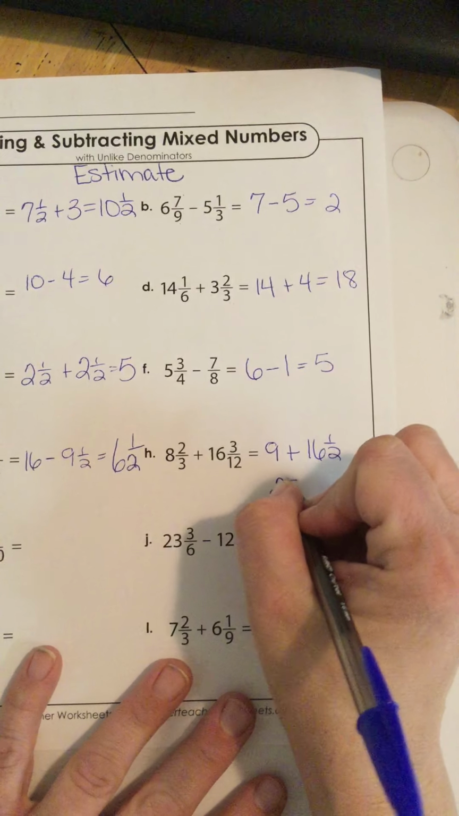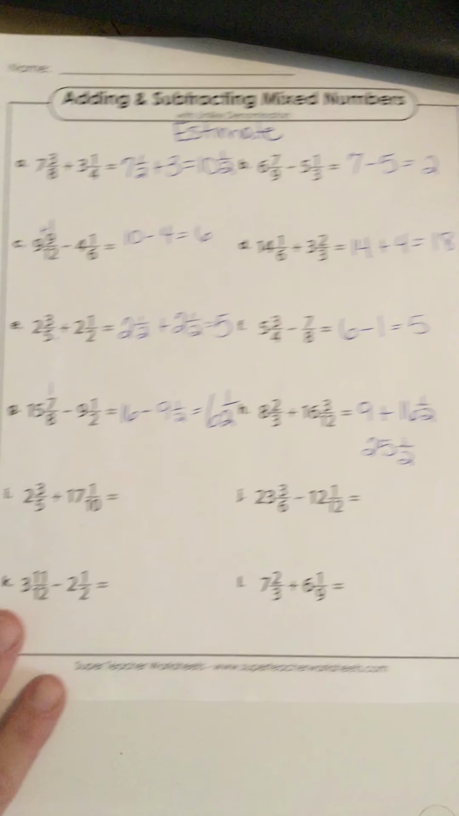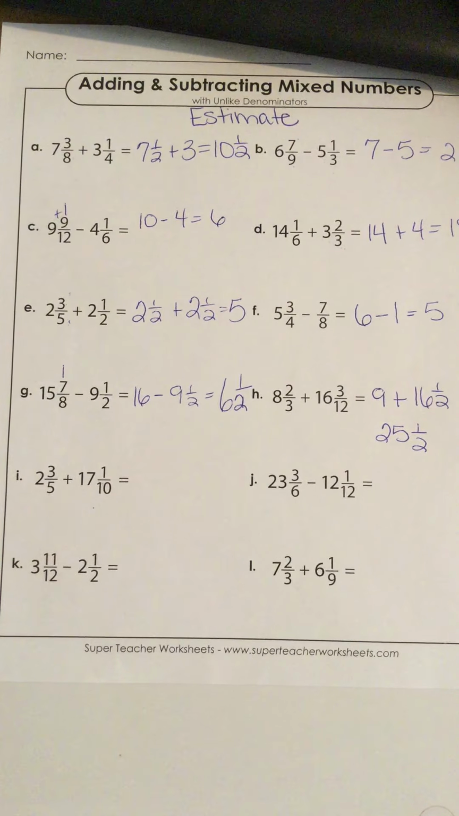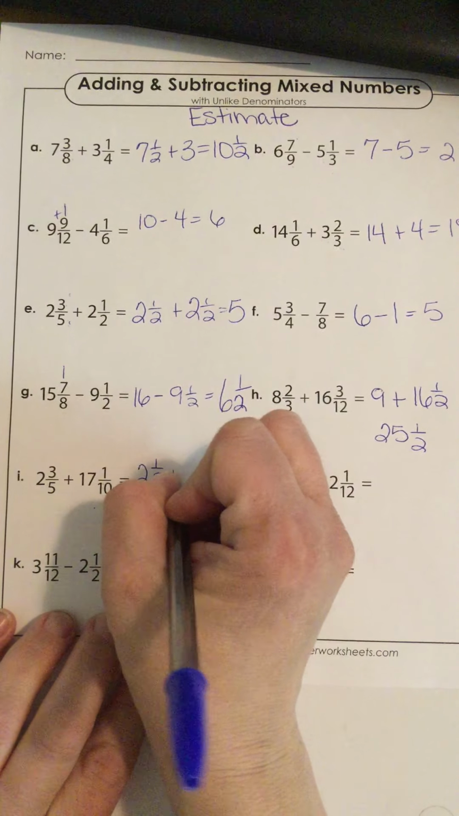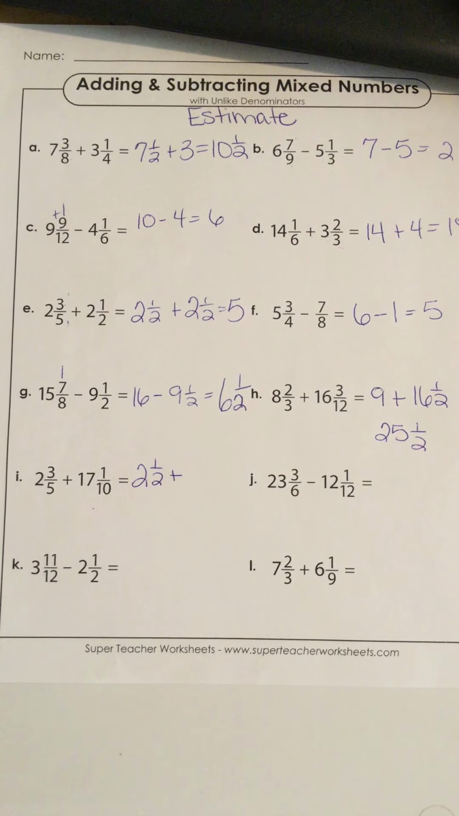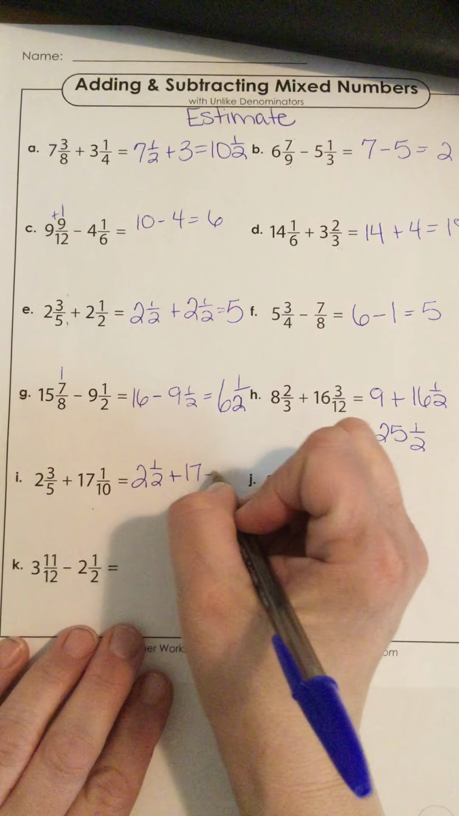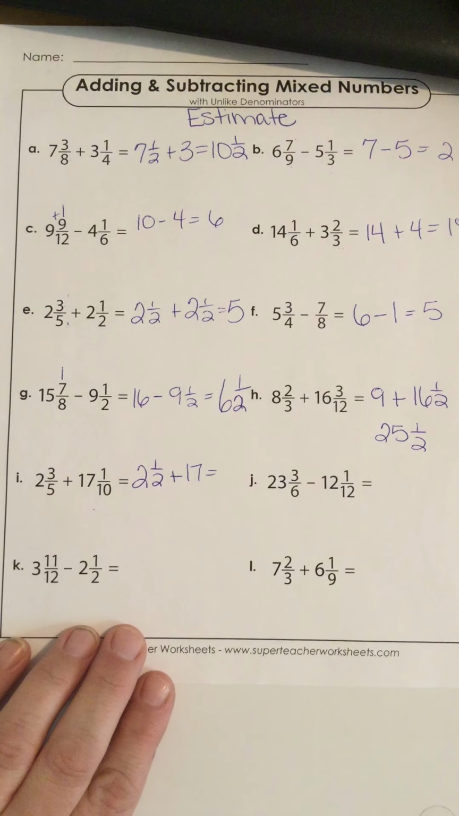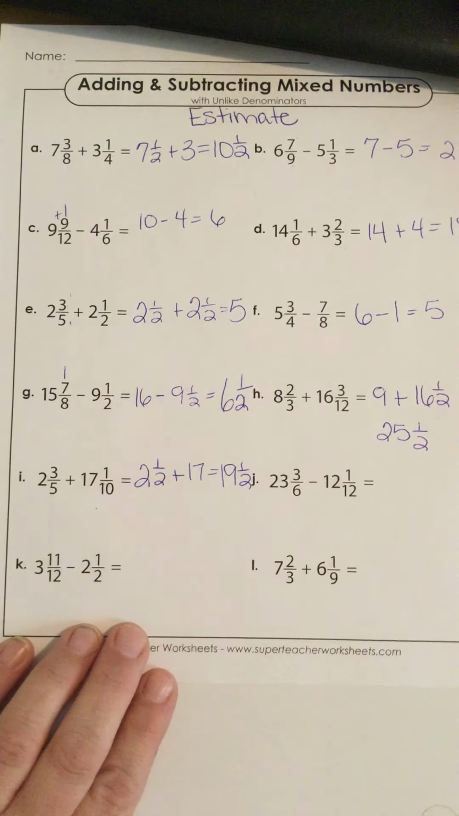Okay, 25.5. Good. All right, 2 3/5. What would you estimate 2 3/5 to be? Okay, 2.5. And then 17 1/10. What would you estimate 17 1/10 to be? 17. And then you add 17 plus 2 is 19, with 1/2 still left over.